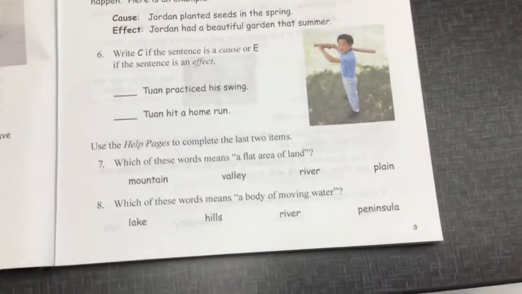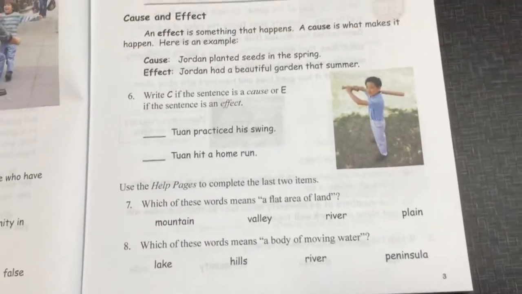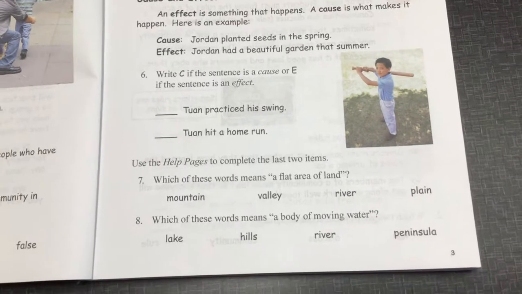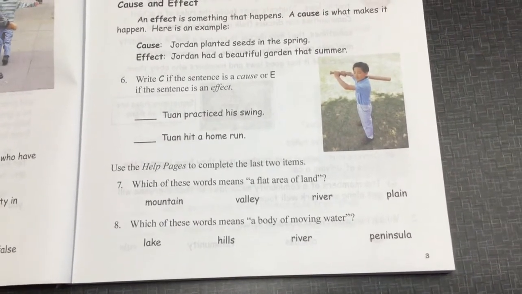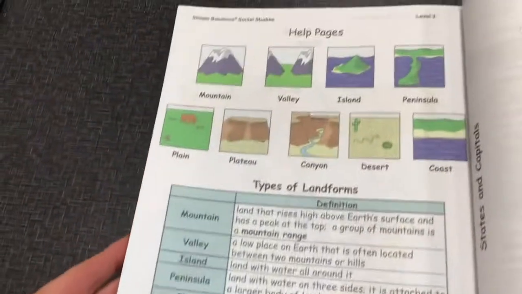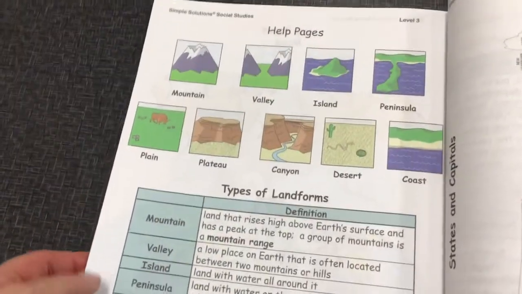For numbers 7 and 8, we're going to go to the help pages. The help pages are in the back of the book. For this one, to find out the answers to 7 and 8, we're going to go to page 160. It's way in the back, right here. There's page 160, and there are pictures.